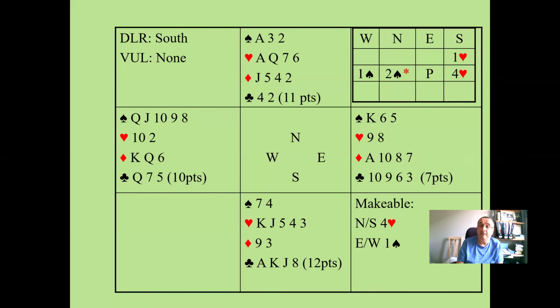South here might decide not to go beyond 3 hearts, or as it turns out, they can make 4 hearts here, and they'll probably only lose 1 spade and 2 diamonds. They'd be able to ruff the clubs. So that's another use of the unassuming cue bid, but that depends on your partnership agreement.